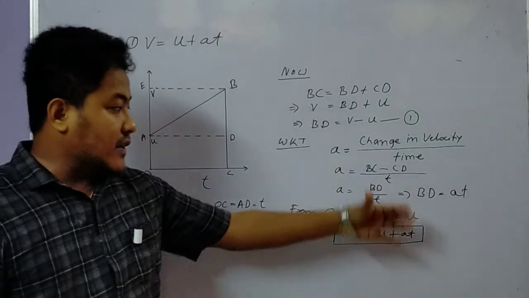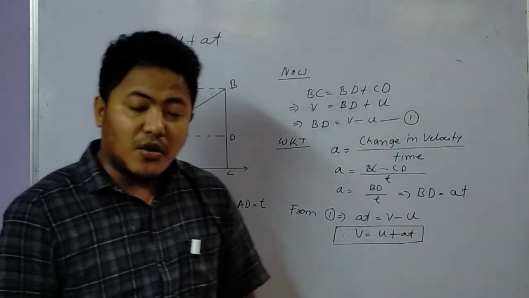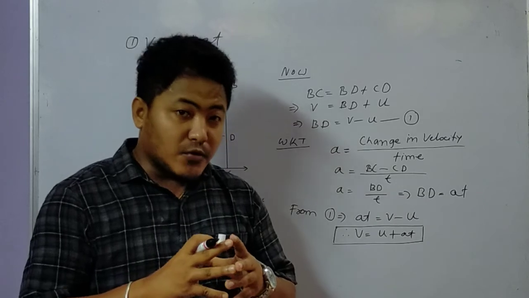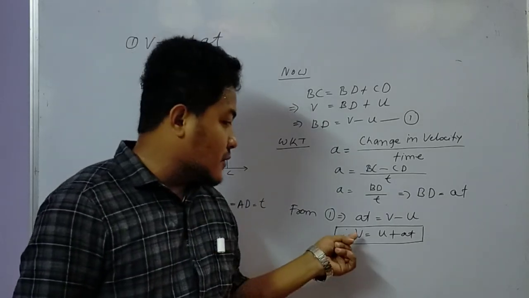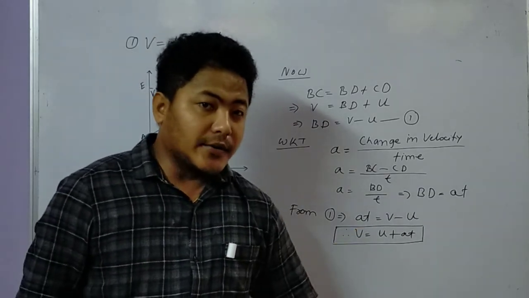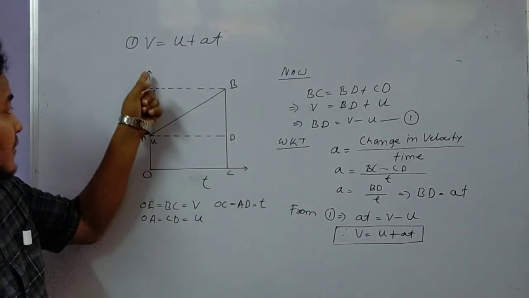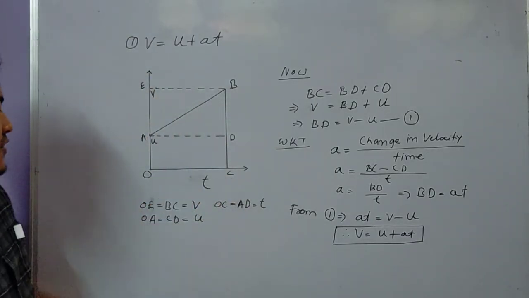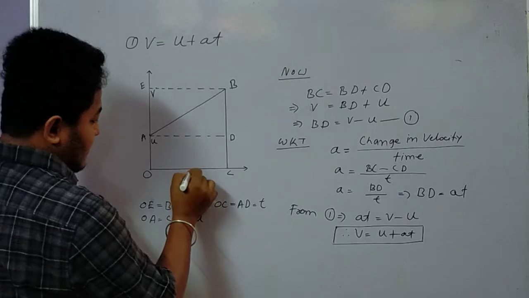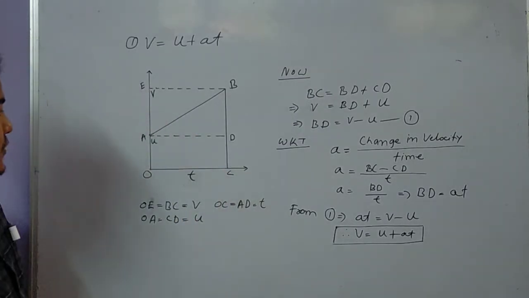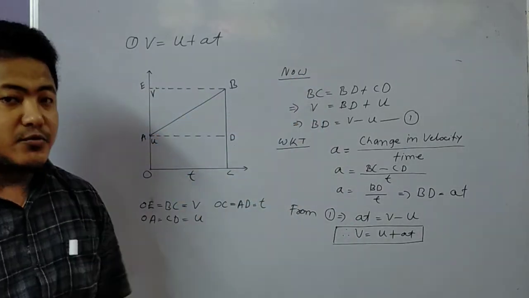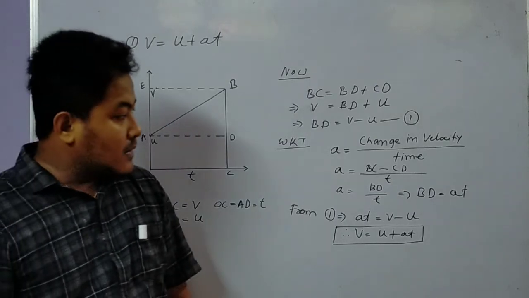Understand? I hope you have understood. This is the graphical representation of the first equation of kinematics, that is V is equal to U plus AT. I think you have no confusion over it. The diagram is very clear. This is how we have represented the time. All these things will be as usual, normally what we have done.